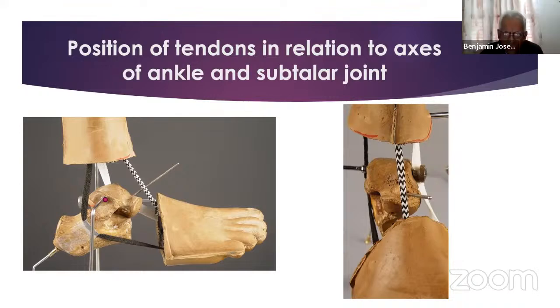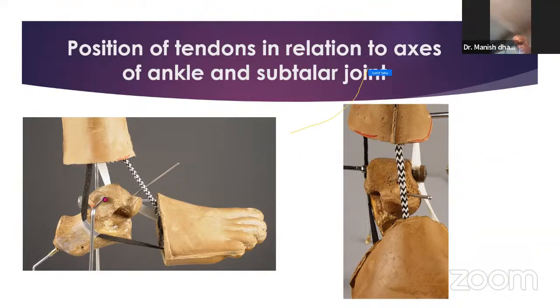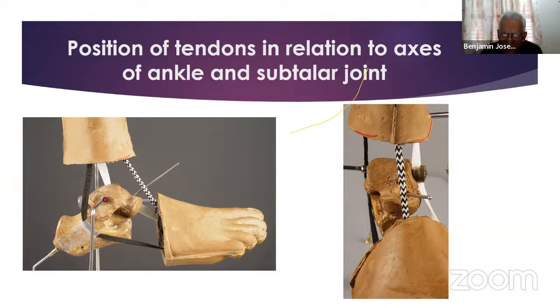Manipal. If you look at the image from the front of this model, you can see the metal wire sticking through the front of the talus. That's the axis of the subtalar joint. Now, the extensor hallucis longus or the digitorum longus tendon runs very close to the axis of the subtalar joint. In other words, the moment arm is negligible or very little. Therefore, it has very little action on the subtalar joint.